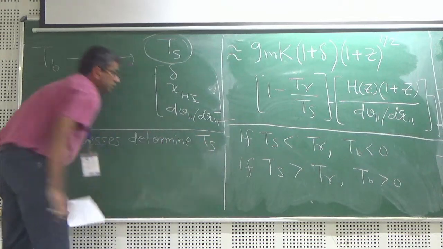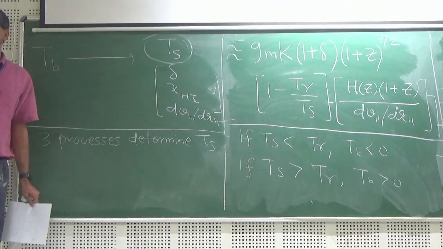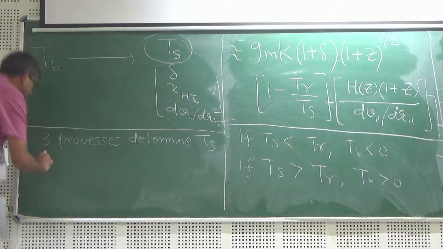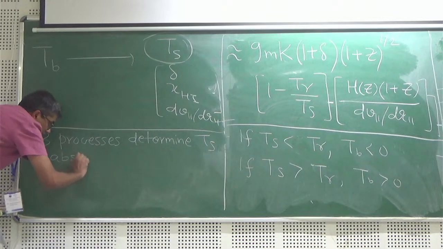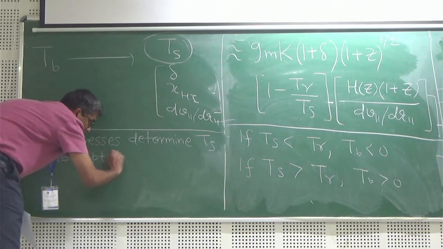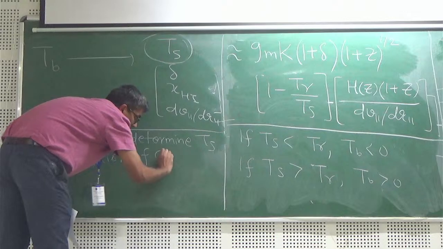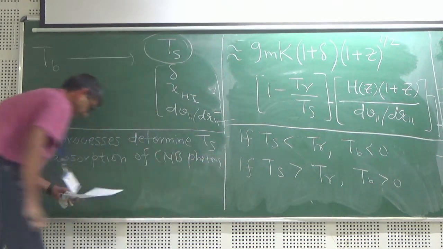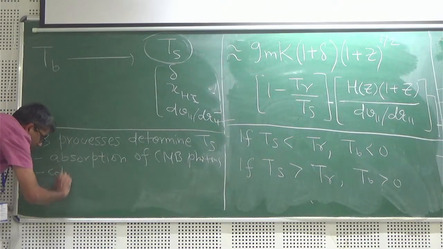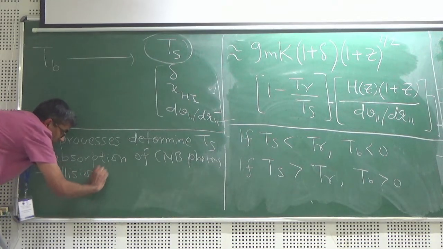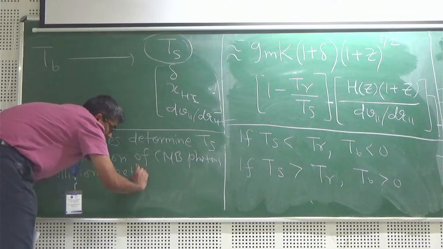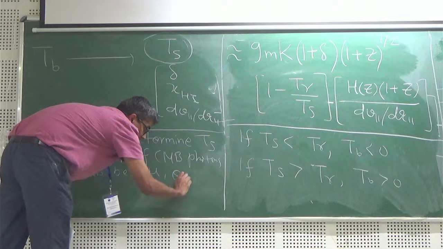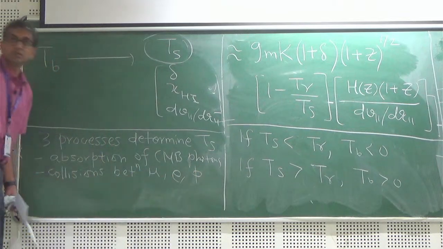So what we need to remember is, as far as we can tell, there are only three processes that can determine Ts. Okay, and that's absorption of Lyman-alpha photons, and then collisions between, Anand has discussed this very nicely, collisions between hydrogen atoms, electrons, and protons.